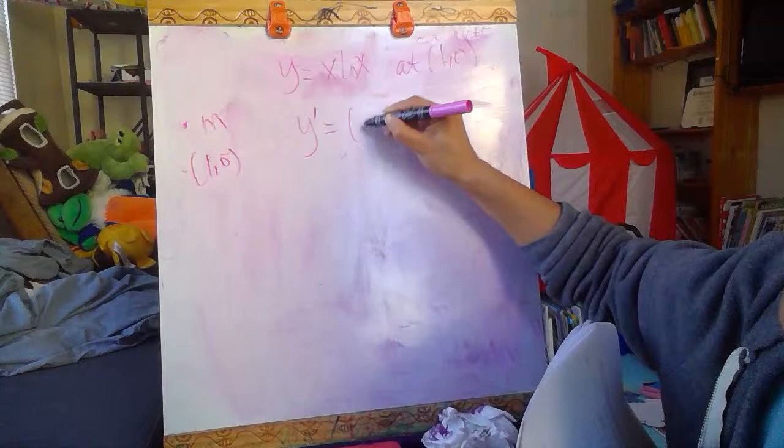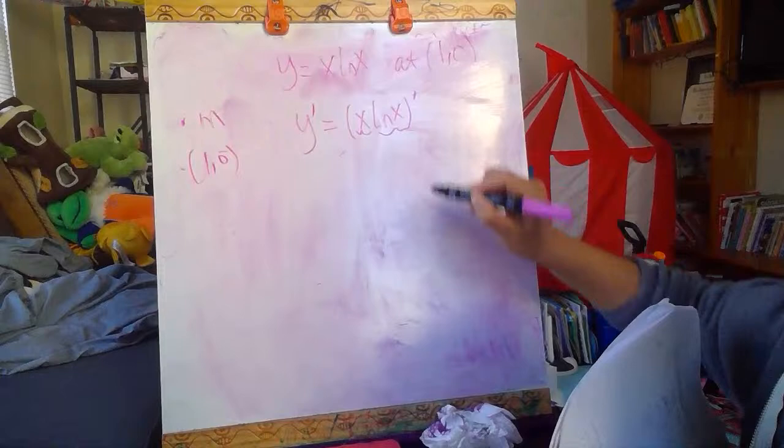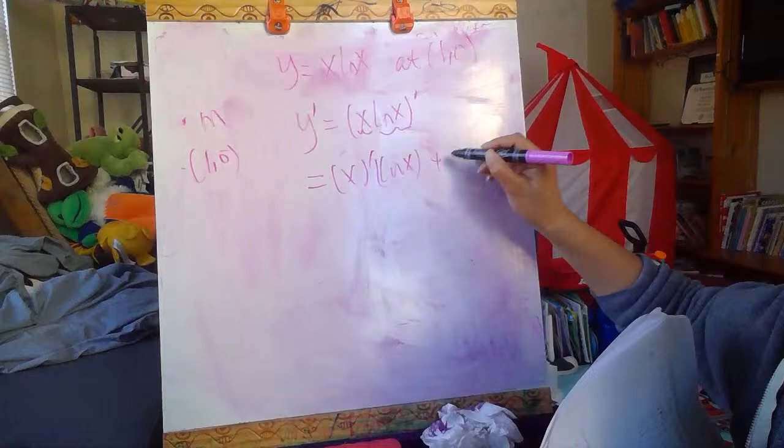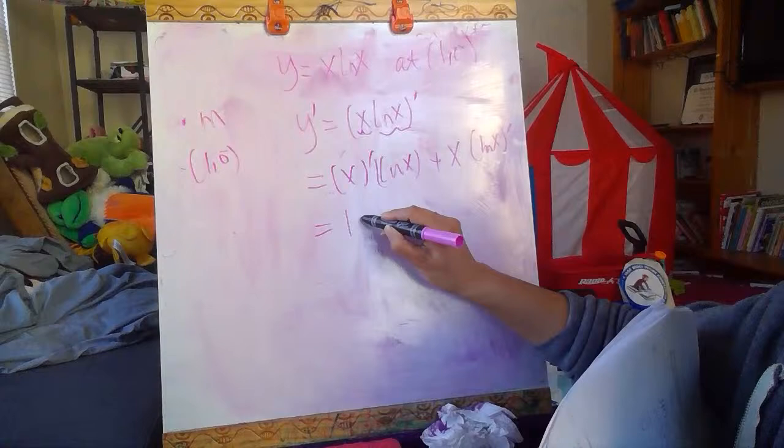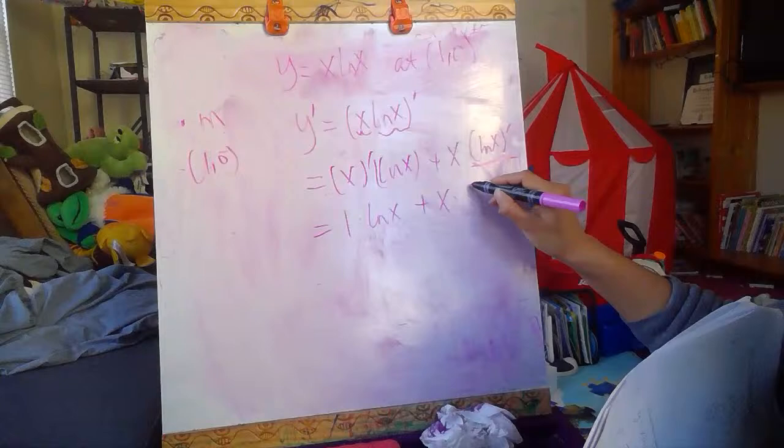For the derivative of this, we need to use the product rule: the derivative of the first part times the second part, plus the first part times the derivative of the second part. Because it's x times natural log x, here we use the product rule. The derivative of x is 1, times natural log x, plus x times the derivative of natural log x, which is 1 over x. So the derivative function is natural log x plus 1.